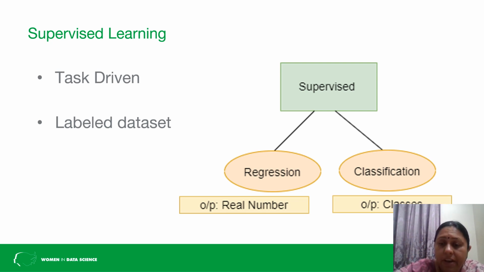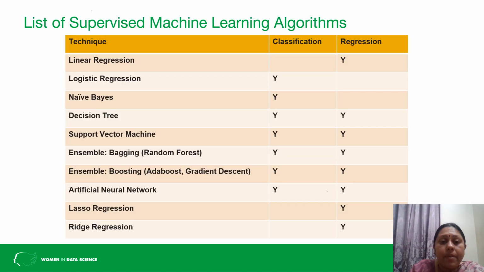Regression: when we are looking at the output in terms of real numbers, then it is regression based learning. For example, I want to forecast the stock price of a particular stock. So it's a real number, the value of the price, and that is why it is called regression based technique. Now, let me list down a few important supervised machine learning algorithms.